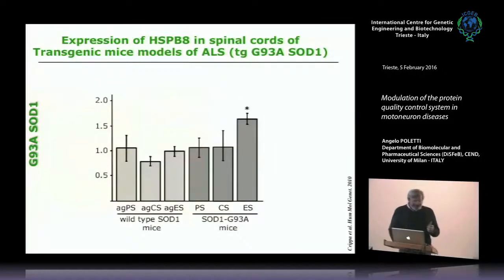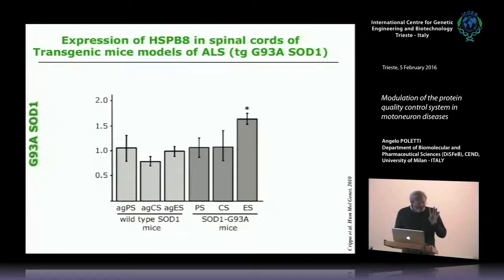If you look at the transgenic mice of ALS, like G93A SOD1 mice, in the spinal cord you see that at the end stage of the disease the expression of HSPB8 is increased, 6-fold. It's not much. If you do real-time PCR, you say this is significant, but it doesn't mean anything. Well, but this is the entire pool of the spinal cord.